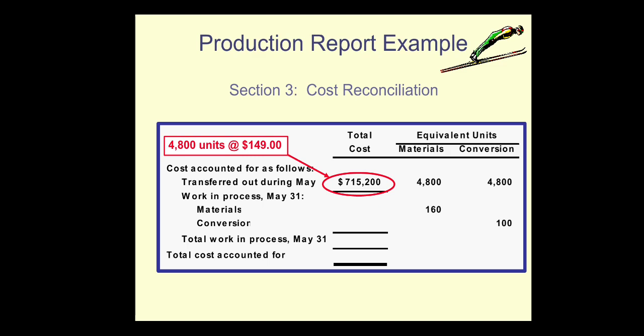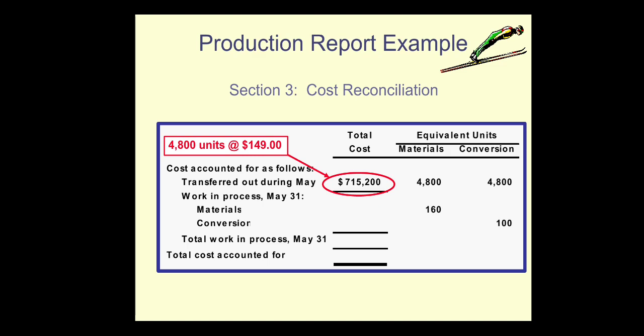First thing is to calculate the total cost related to the unit completed and transferred out. So remember, the unit completed and transferred out, the physical unit is 4,800 both in terms of material and conversion. So how much is the total cost for that? So 4,800 units times the cost per equivalent unit, which is $149, so equal to $715,200 for this sample question.